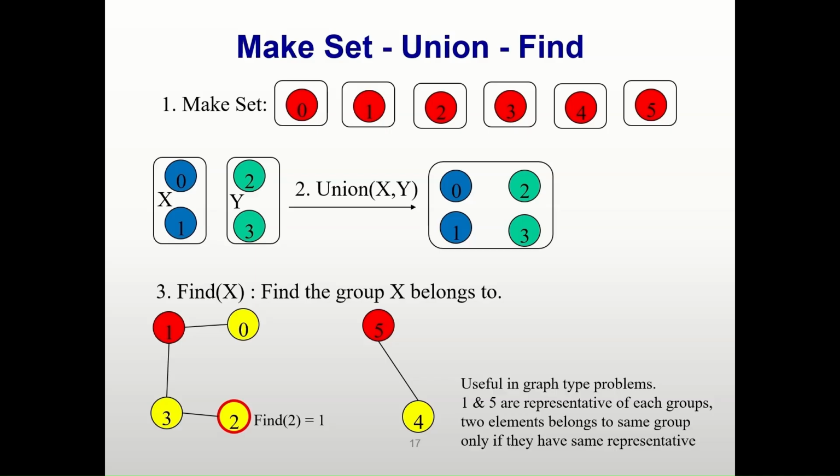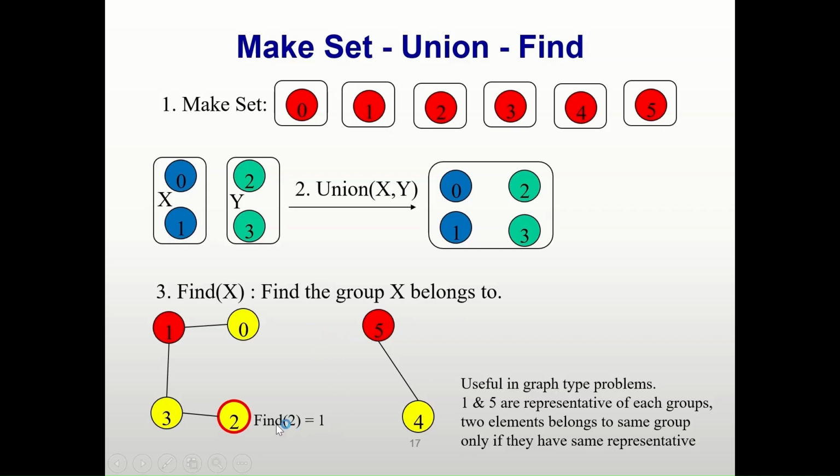Make set, where every element starts in its own set. Union operation combines two sets into one. Find operation finds the representative or parent of the set containing X. So, if two elements have the same representative, they belong to the same group. This is especially useful in graph problems like finding connected components or detecting cycles.